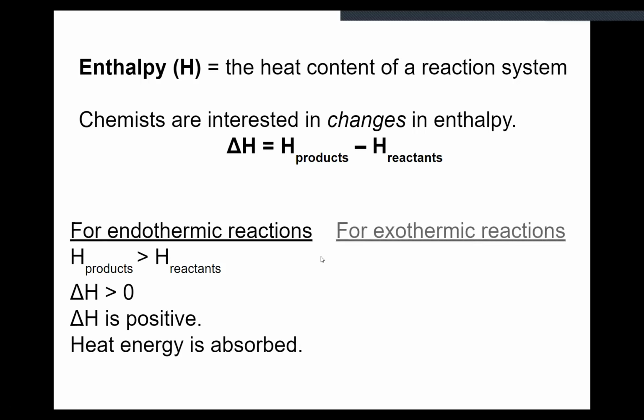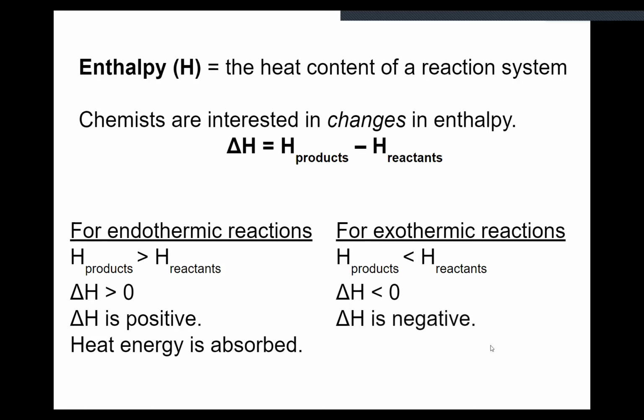For exothermic reactions, as you can imagine, it's going to be just the opposite. Product enthalpies are less than reactant enthalpies. So when you perform this subtraction of a smaller positive number minus a larger positive number, the result is a negative value. Delta H is less than 0, or it's negative, and that expresses heat energy given off during the course of the reaction.